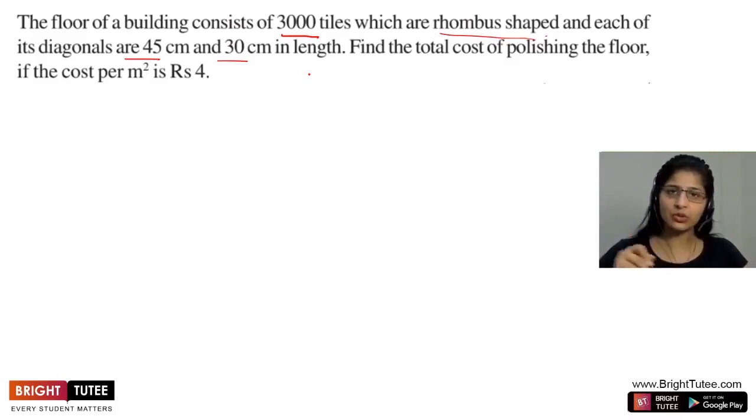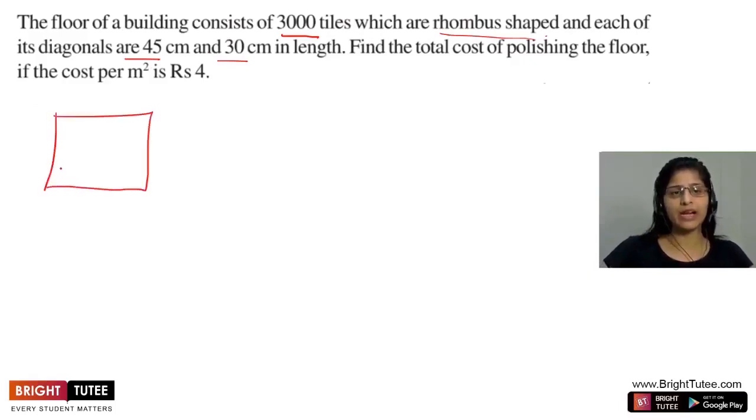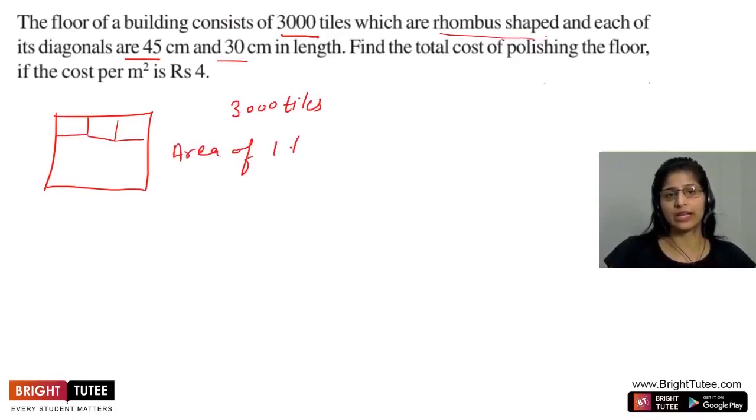So can we find out the total area of the floor? We know, just see, there is a floor, let it be of any shape, and we have rhombus shaped tiles in it. Like this we have, this is one tile, this is second tile, this is third tile. So the rhombus shaped tiles are there, and how many tiles are there? 3000 tiles are there in total. Can we find out the area of one tile? The tiles are covering the total area, so the total area of tiles is equal to the area of floor, right?